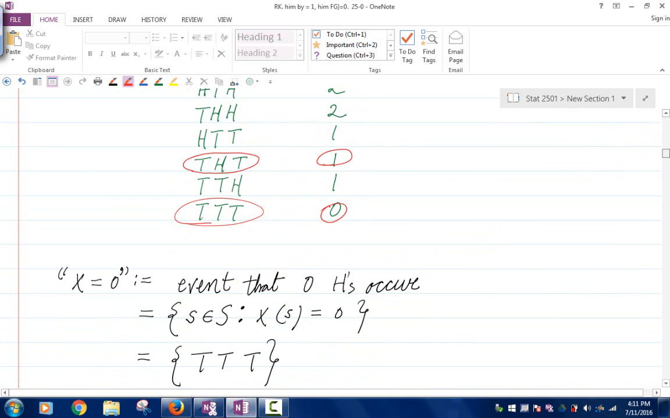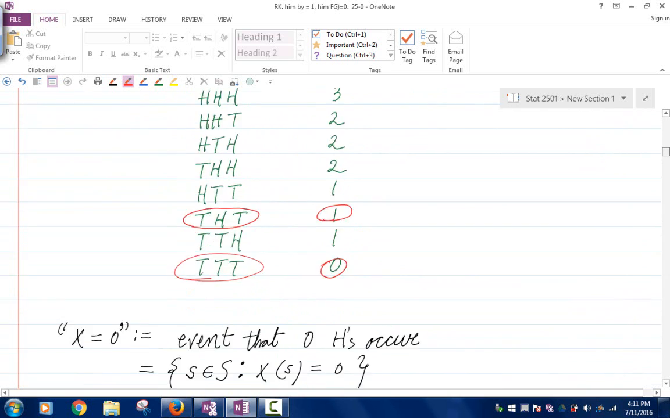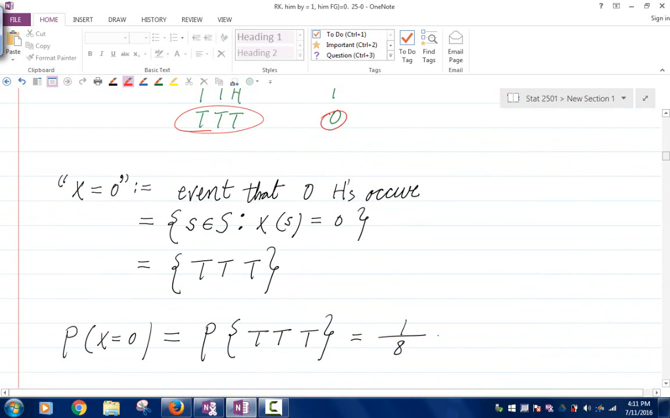Now when we write X equal to 0, what do we mean? When we write X equals 0, we mean the event that 0 heads occur. And so X equals 0 denotes the event consisting of outcomes s in S such that X of s is 0. And so the event X equals 0 consists of only one outcome, TTT.